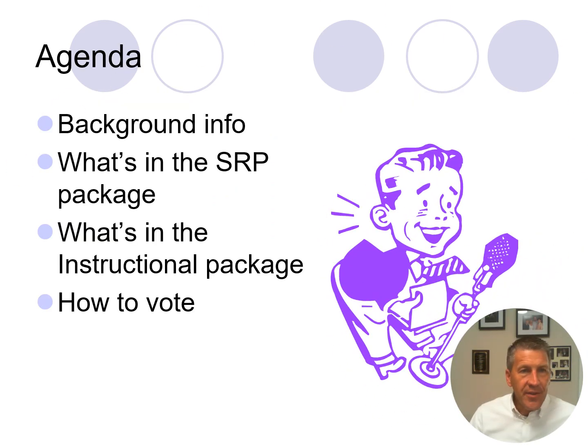Here you can see the agenda for this short video. First, we'll provide a little bit of background information. Then we'll talk about what's in the SRP package. Then we'll talk about what's in the instructional package. And finally, we'll talk about how to vote, which is a little bit different this year than it's been in previous years.